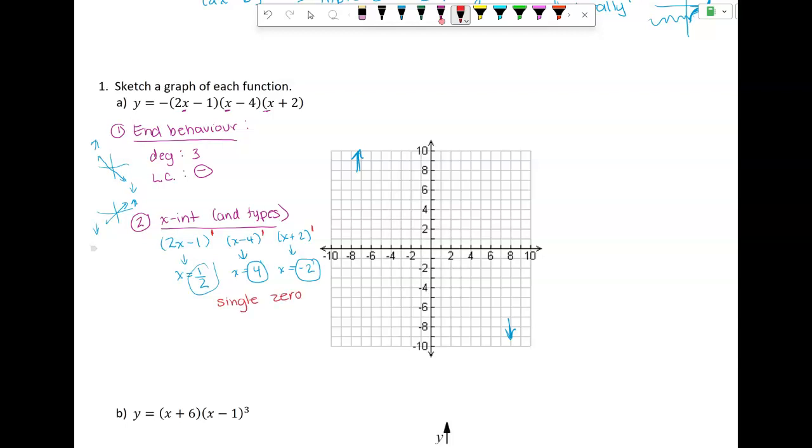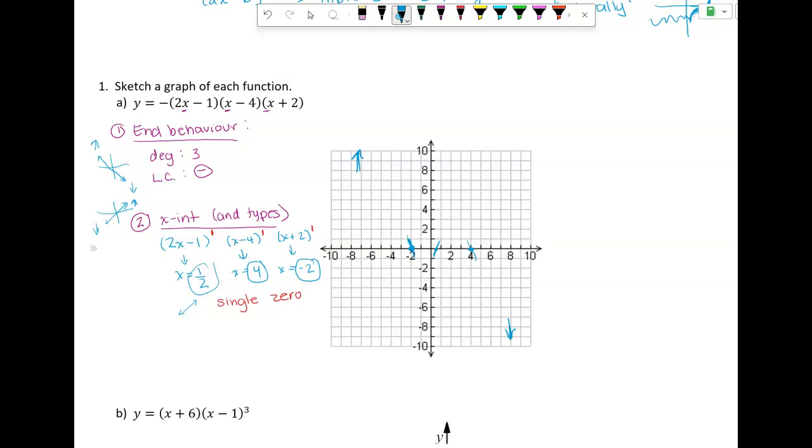Okay, so that means I'm going to have to draw my dots at a half, which is somewhere here, 4, which is somewhere here, and -2, which is here. So I now have my 3 x-intercepts, and they're all going to hit through, oops, I lost my half there, hit through, and hit through, because they're single zeros. So remember, single zeros just go like a line that goes like that.